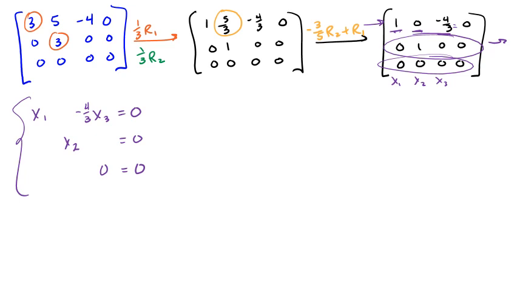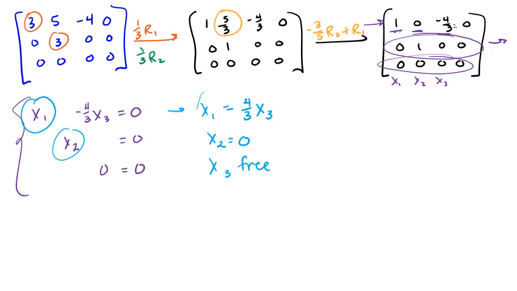So what I want to do now is solve for the basic variables. And my basic variables are wherever the pivots occurred, and that's x1 and x2. So if I solve this for x1, I get x1 equals, I simply add 4/3 x3 to the other side to get this. If I solve this for x2, well, that's done for me. And then x3 is free. So I have x1, x2, and x3.